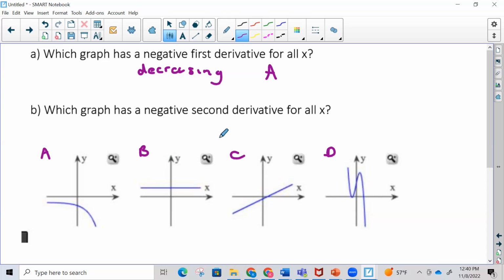And then which graph has a negative second derivative? Okay, negative second derivative means we're looking for it to be concave down the entire time. So this does not have any concavity because it's a straight line. So there, the second derivative is 0. Same with this one. This one is concave up and concave down. So again, it's A. This one is concave down. It's curved down the whole time. So that's a few examples with derivatives and second derivatives.